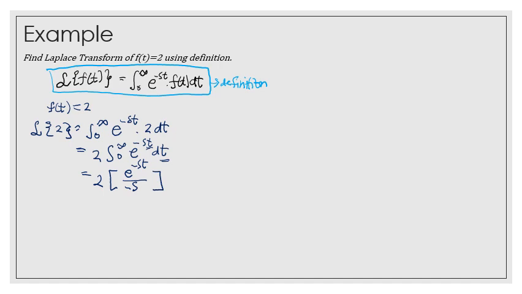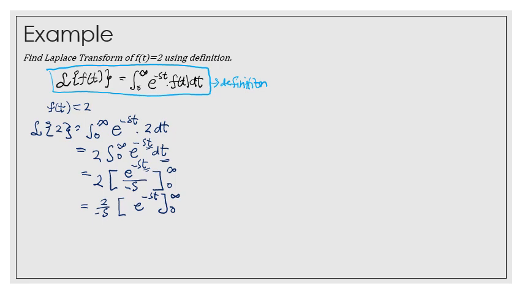Then we substitute the limit from 0 to infinity into the value of t. Negative s, I can bring this one out, so we just write down 2 over minus s. So we will have e to the minus st from 0 to infinity. When we substitute here, we want to substitute t with infinity.